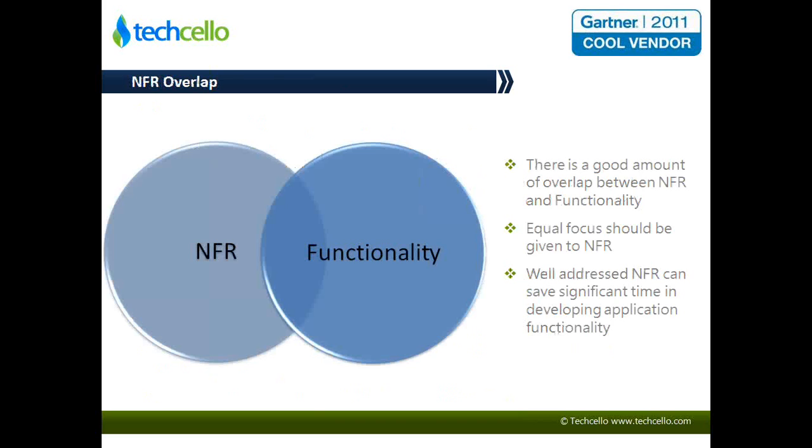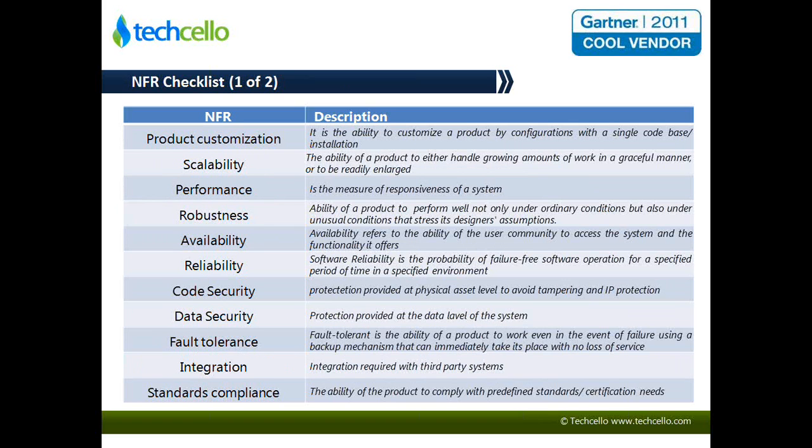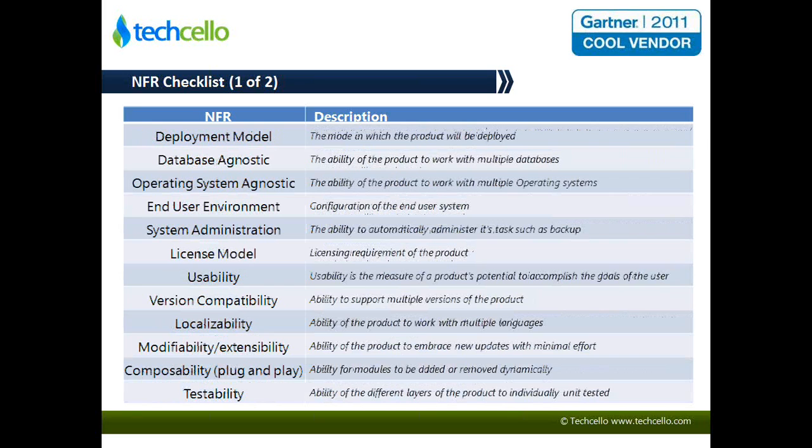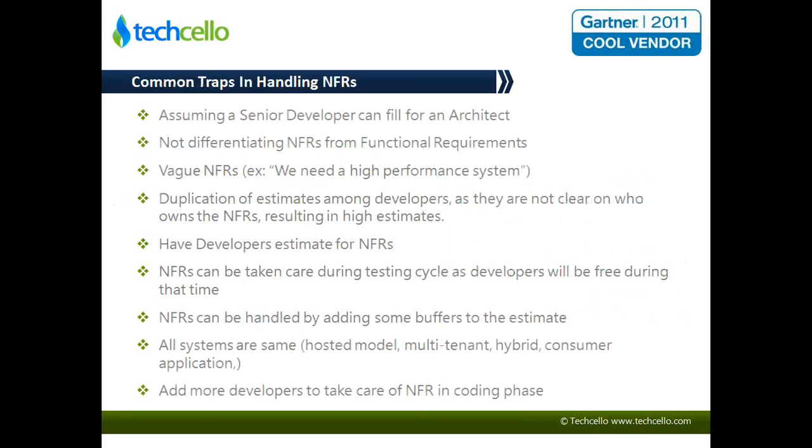So one thing you need to do, whatever list we saw here, you need to be able to put a number to this list, right? So when I talk about scalability, what am I talking about? The system should be scalable to be able to meet 5,000 concurrent users. Now that's a more tangible version of an NFR, rather than saying I want a very highly scalable system, right? So that's one common pitfall.